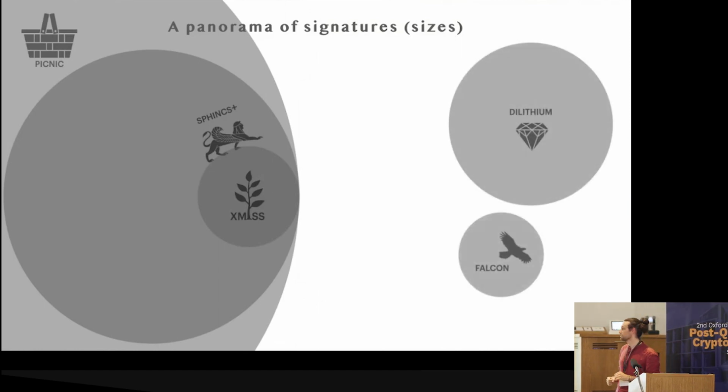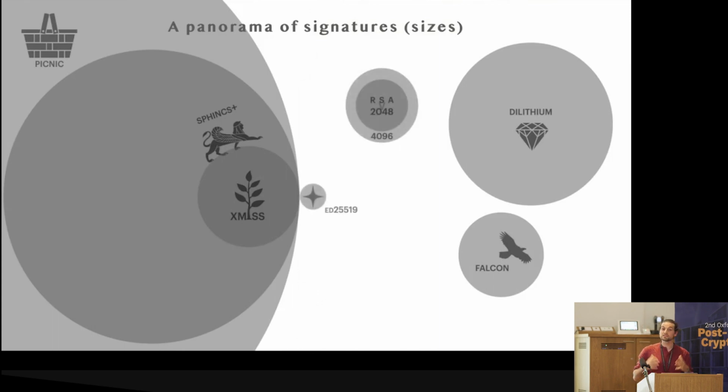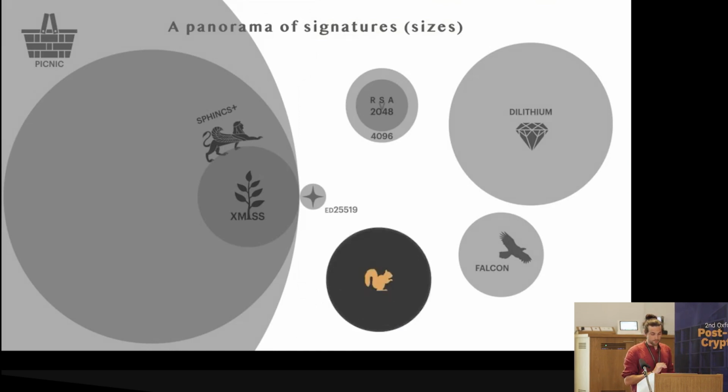And then we have the two structured lattice ones, now standardized, sorry, Dilithium and Falcon. And as just a reference point, the classical ones, okay, it's not NIST, but some of them are NIST standard, RSA and ECDSA with Edwards curves. As you can see, there are huge discrepancies in terms of sizes. And what I'm going to present today fits roughly between Falcon and Dilithium.